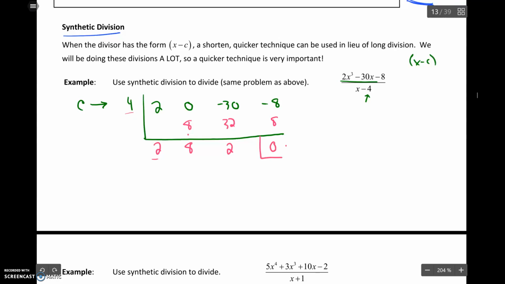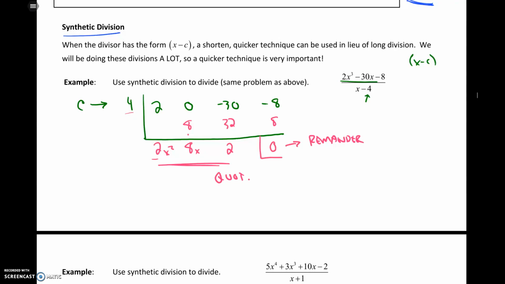Now, this is my remainder. This is my quotient. This is going to be the constant. This is going to be the x. This is going to be the x squared. And I've done the division.